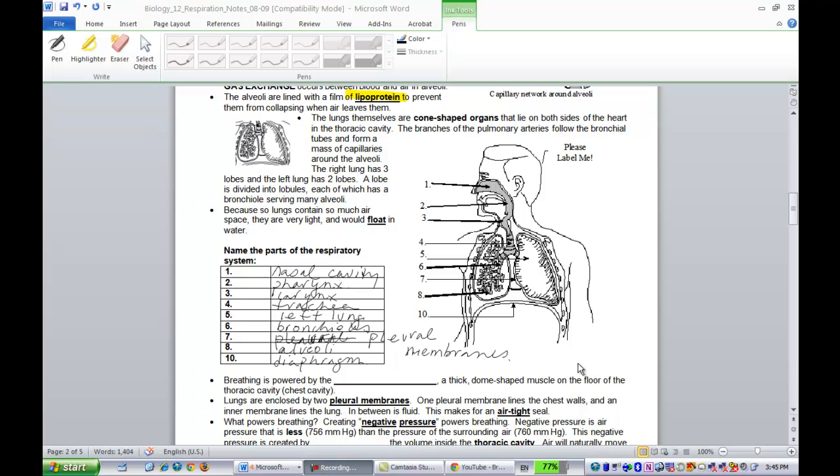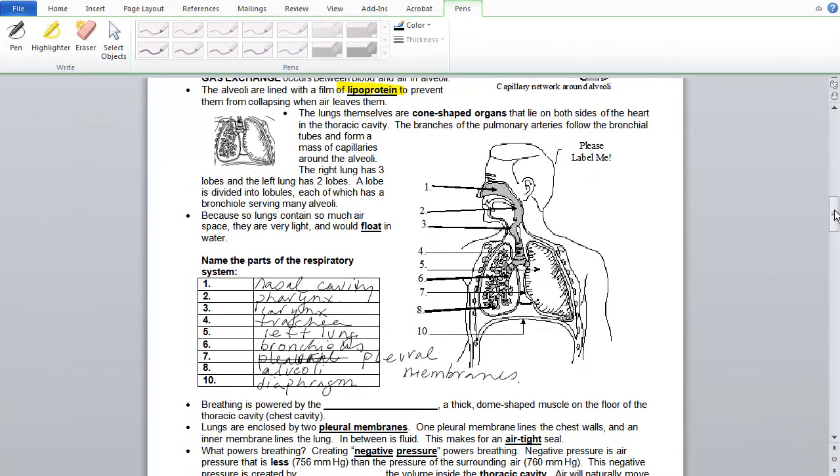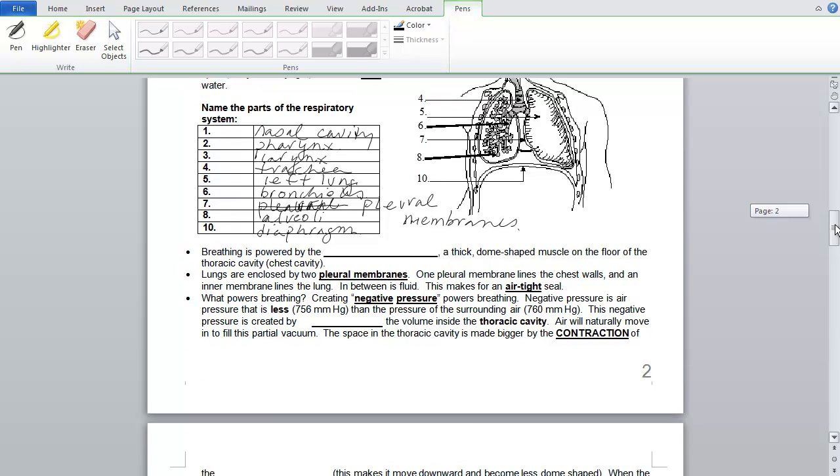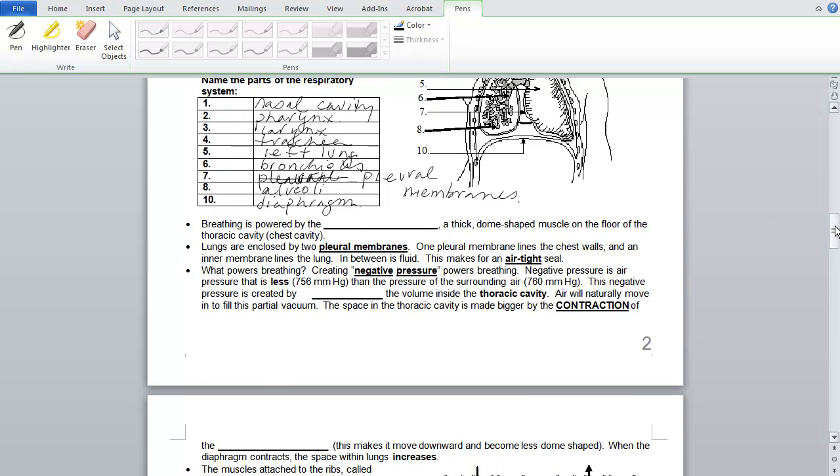So this is the second part of the fill in the blank notes, just a trial to see if these are more helpful. So we're continuing on.